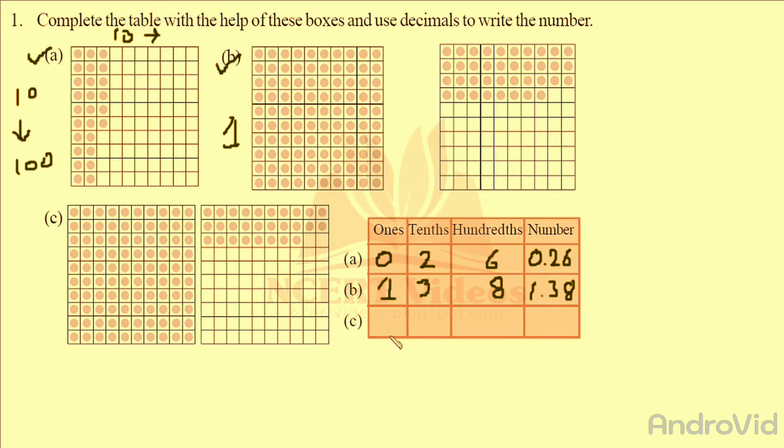C part, 1 again. Now counting them. 10, 20, 2 less than 30. So it would be 28. So 1.28, not one point twenty-eight. So that makes your question number first, C part.